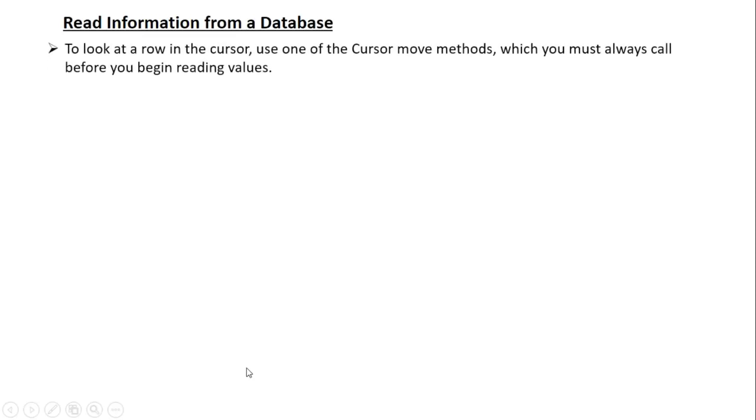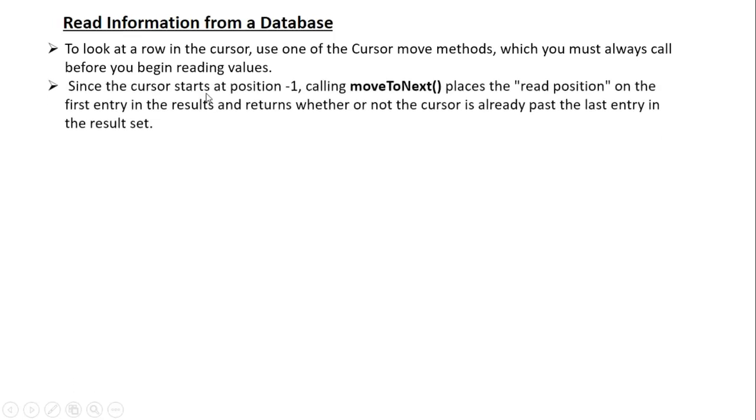So here the result is in the form of a cursor object. So to read information, we have to pass through that cursor object. To look at a row in the cursor, use one of the cursor move methods, which you must always call before you begin reading values. Since the cursor starts at position -1, calling moveToNext places the read position on the first entry in the result and returns whether or not the cursor is already past the last entry in the result set.